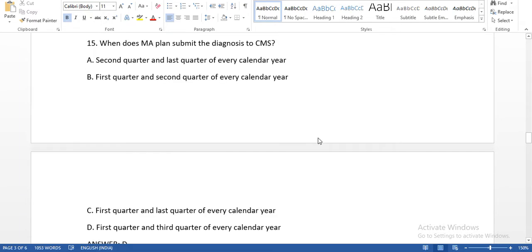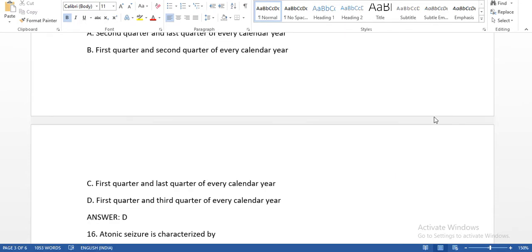So next, question 15. When does the Medicare Advantage plan submit the diagnosis to CMS? So here our answer is D. Usually the MA plan submits the diagnosis to CMS in the first quarter and third quarter of every calendar year. This is also a direct question. We need to remember that answer.